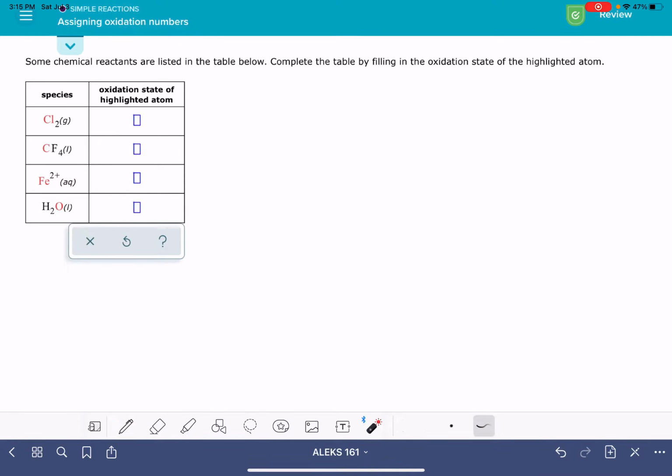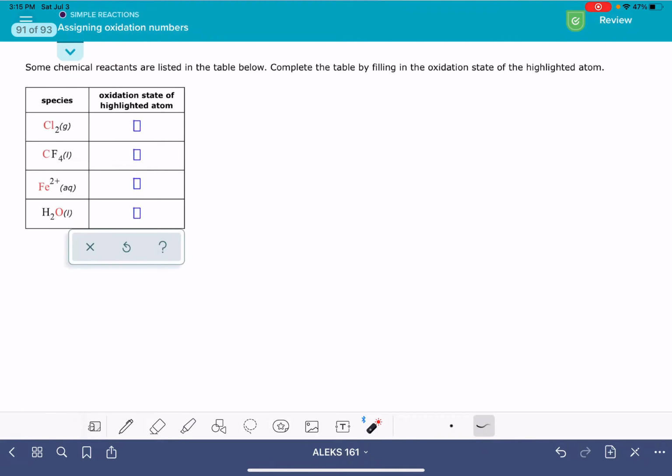In this video, I'll show you how to solve the ALEKS problem called assigning oxidation numbers. There are quite a few different examples in this particular problem, which is fantastic because you're going to see a lot of different variety here. There's also a lot of different rules for assigning oxidation numbers. I'm going to start with this one right here because this is definitely the easiest one of all of them.